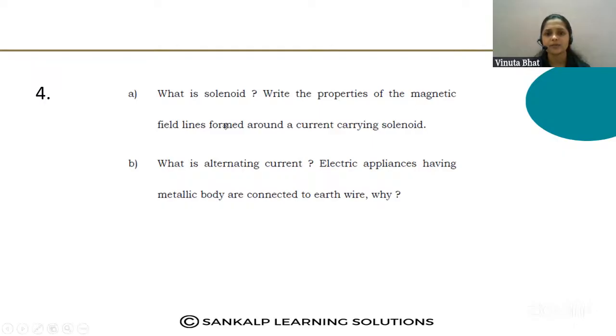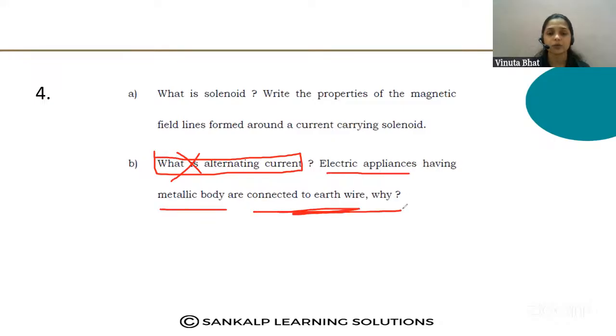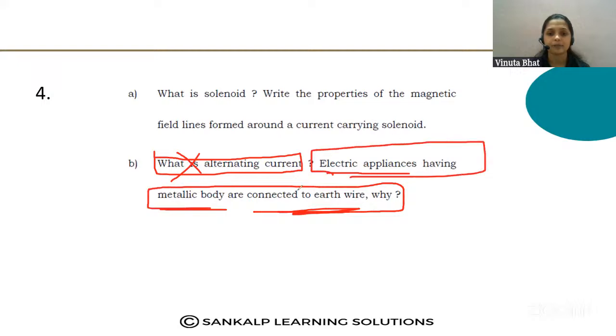This question is deleted, so I will not discuss this one. Next, electric appliances having a metallic body are connected to the earth wire. Why are they connected to the earth wire?